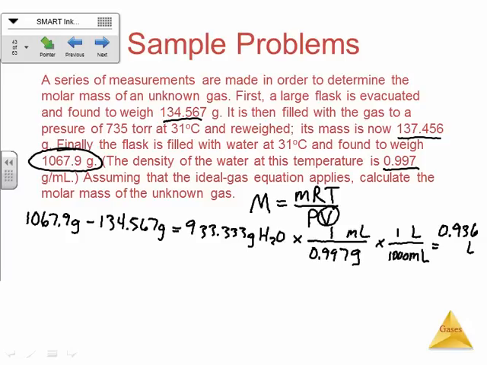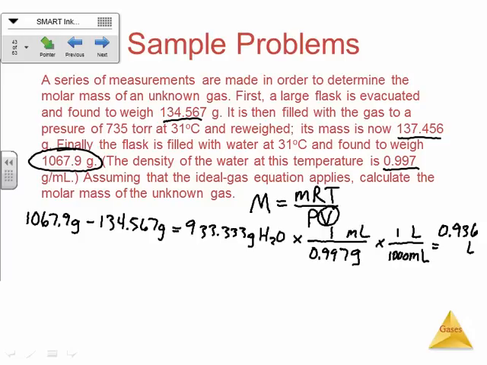Okay? And now it's just a matter, once we have that figured out, of plugging into the equation. Okay? And again, 0.936 liters, that's telling us the volume of the flask, because when we completely filled this thing with water, that was the volume of the water. Okay? And so we can assume that that's also going to be the volume of a gas when the flask is completely filled with the gas. Okay?